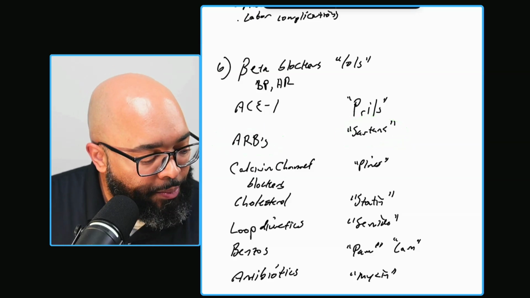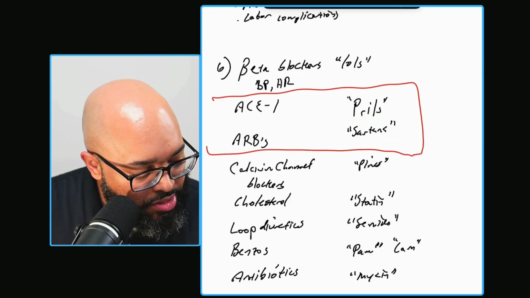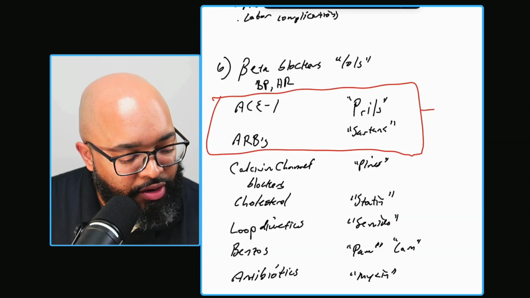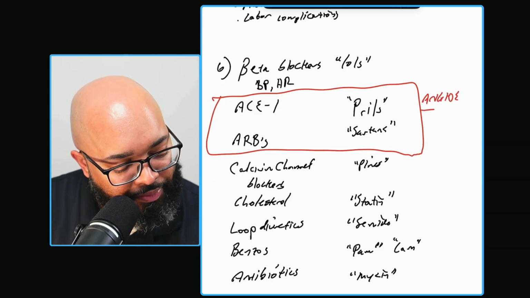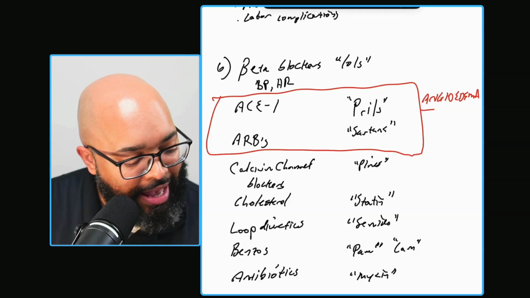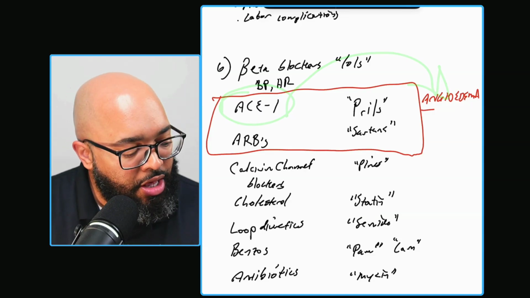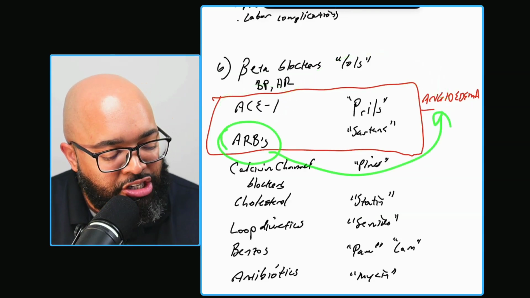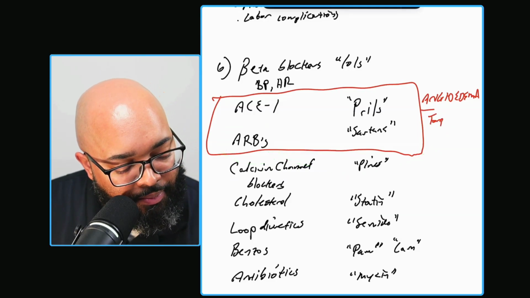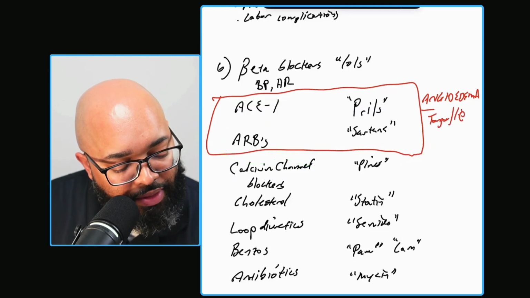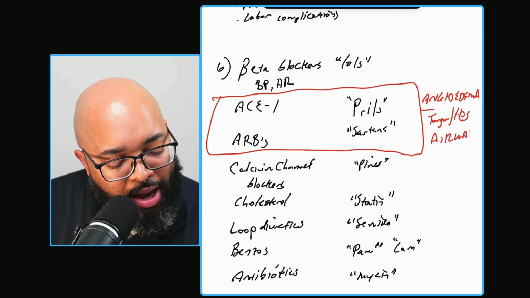Something else you want to know is both ACE inhibitors and ARBs can cause a condition called angioedema. You can have ACE inhibitor-induced angioedema. You can have ARB-induced angioedema. What's angioedema? It's where the tongue and the lips swell. It can cause airway issues, airway compromise.